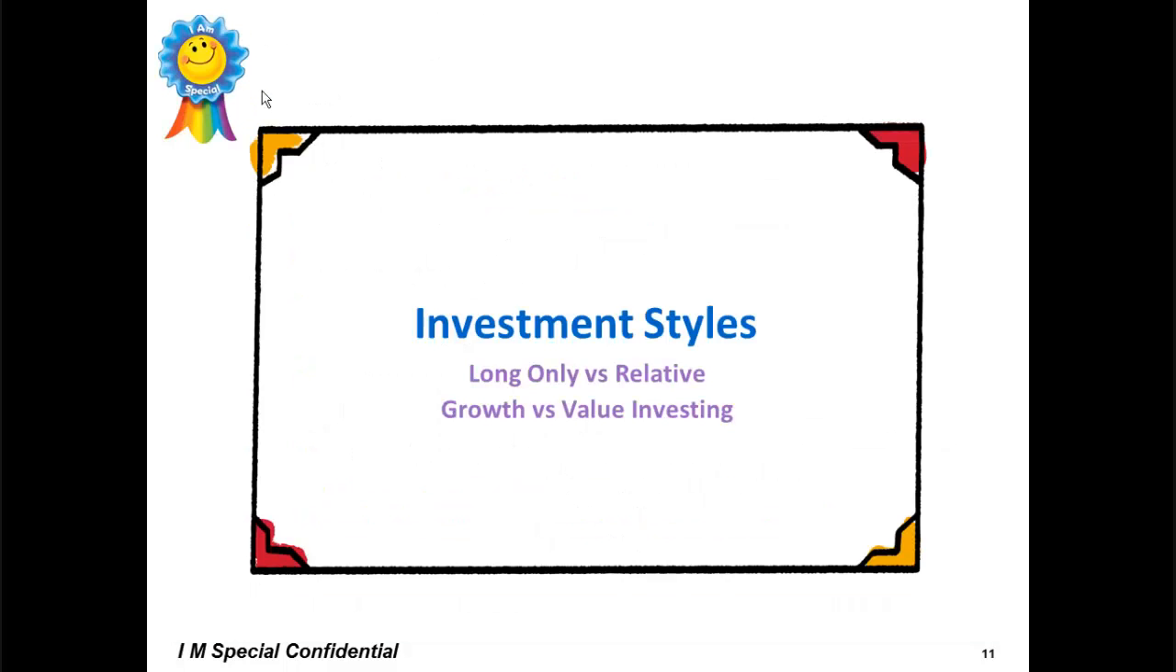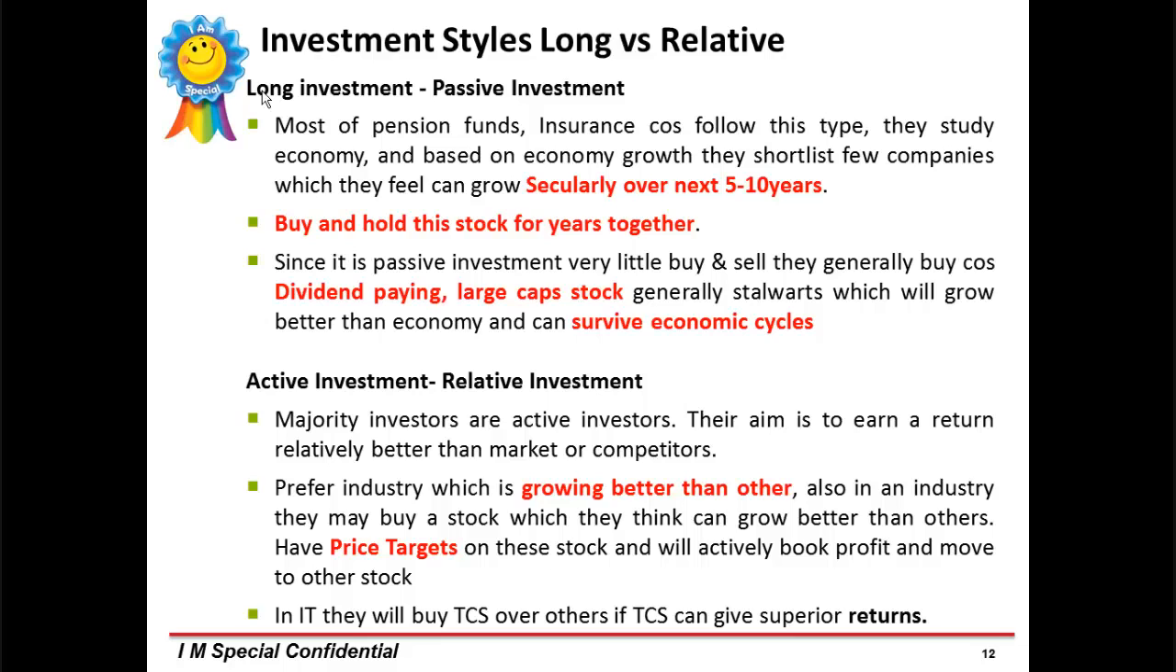Now, investment styles. Based on time period, we can classify investment into long only or relative. Then we have growth or value investing. Long investment is also called passive investment. Most pension funds and insurance companies follow this type. They study the economy, and based on economic growth, they shortlist a few companies which they feel can grow securely over the next 5 to 10 years.